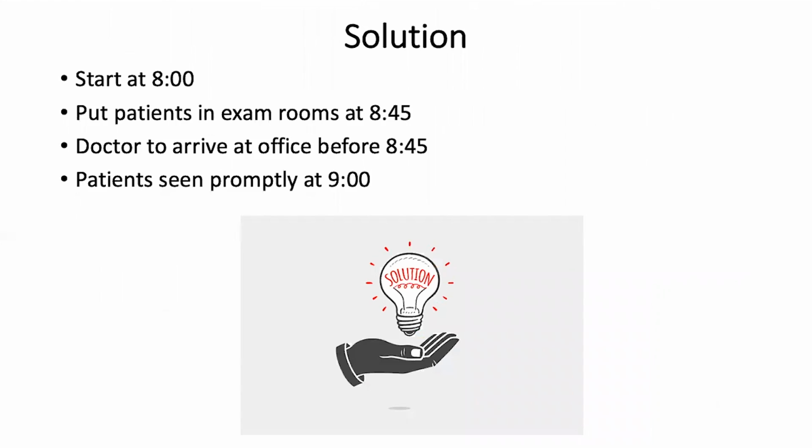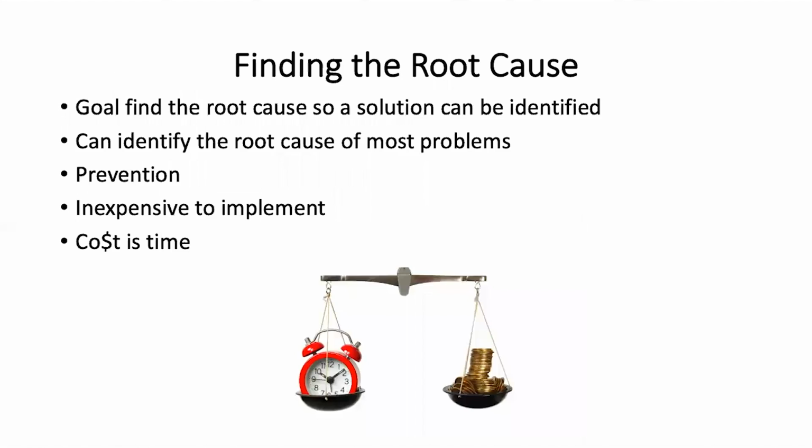The solution becomes readily apparent. Have the staff arrive at 8 o'clock. Have the staff put the patients in the room at 8:45 and tell the patients that they are to arrive on time and that they will be seen at 9 o'clock. Encourage the doctor to come to the office before 8:45, and then the patients can be seen promptly at 9 o'clock.